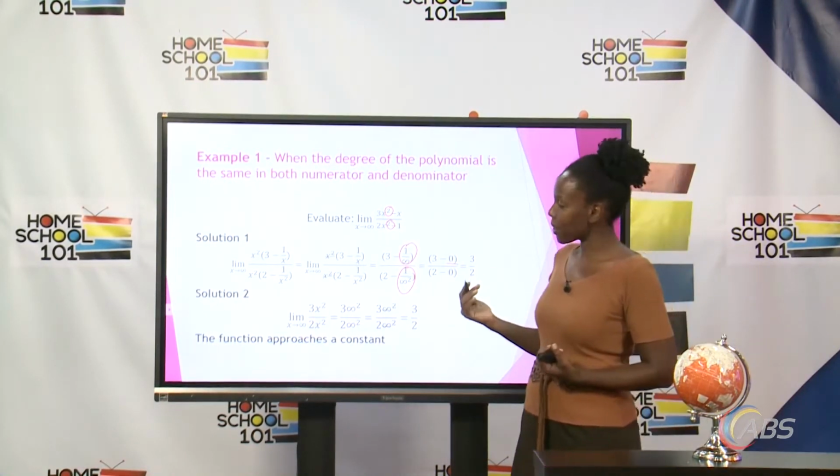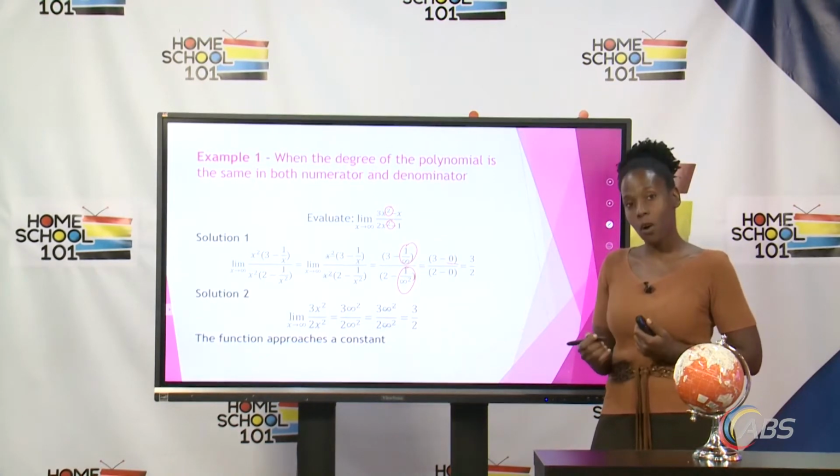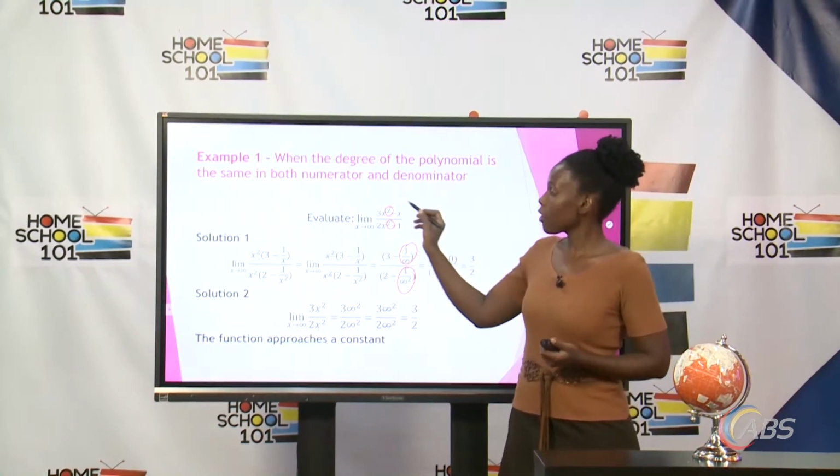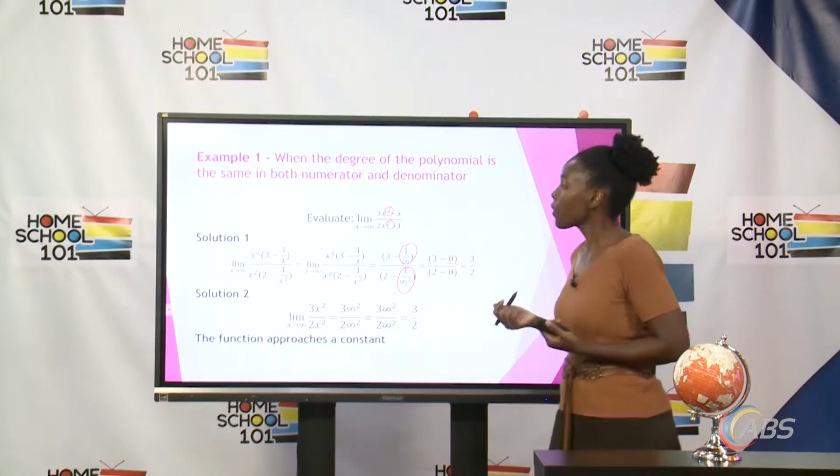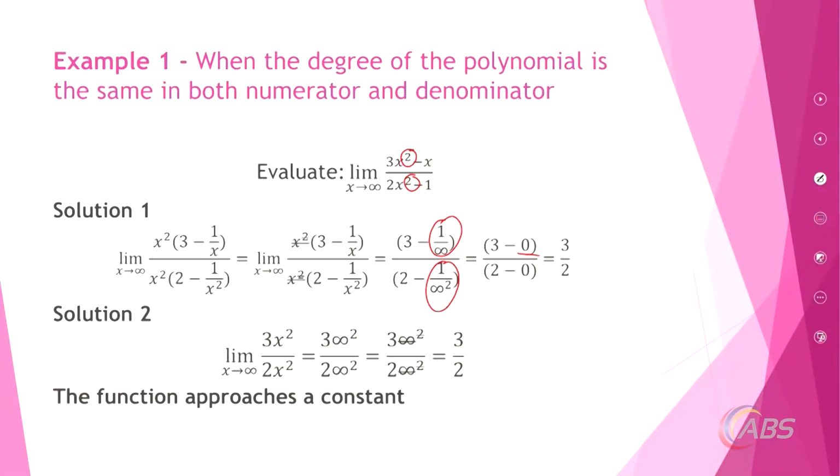Now there are two methods. What we can simply do is focus on the terms with the highest power of x. In this case, instead of looking at the x and the 1, I could just focus on the terms that contain the highest power of x. So in the second method, I could simply rewrite this as 3x squared divided by 2x squared. I would then do my substitution, 3 infinity squared divided by 2 infinity squared. I would then cancel my infinity squares, and I'm left with the constant 3 divided by 2.